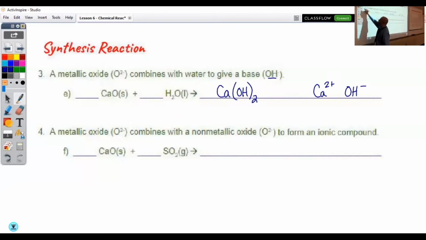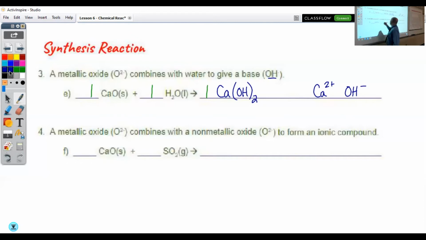Once you do that, you can go ahead and add in our coefficients here. So we have calcium, we have 1 oxygen plus 1 more is 2. We have 2 on the right side, and we have 2 hydrogens on the left and 2 hydrogens on the right. So in this case, all of our coefficients end up being 1. And that's often the case with this type of problem. Not always, but often.